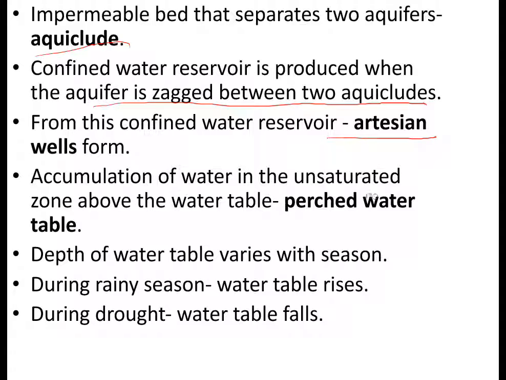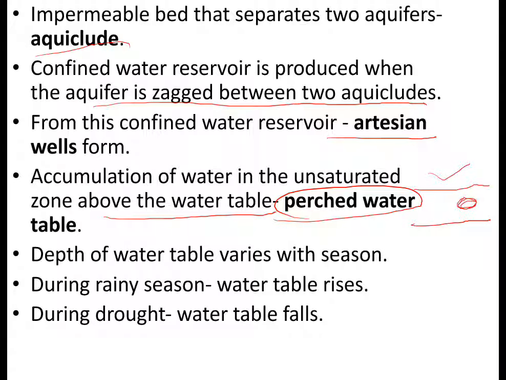Accumulation of water in the unsaturated zone above the water table is called a perched water table. Suppose this is a saturated zone, this is the unsaturated zone, this is the ground surface. Here a saturated zone is there because clay holds the water, and this becomes a perched water table. The depth of the water table varies with the season. In the rainy season the water table will increase. In the summer season the water table will decrease. During the rainy season the water table rises, and during drought the water table falls.